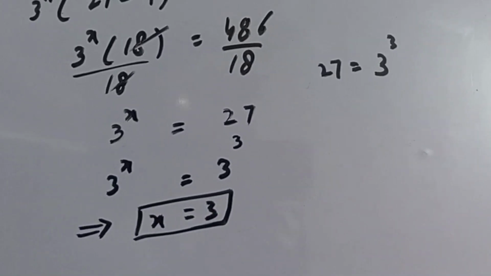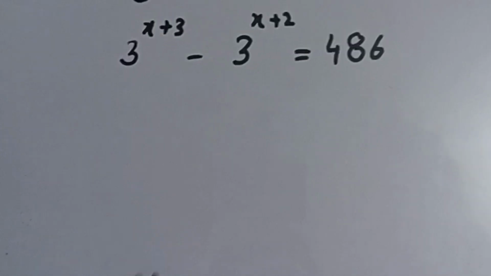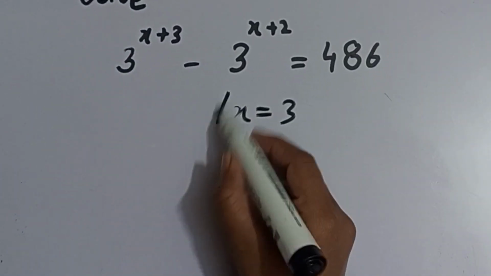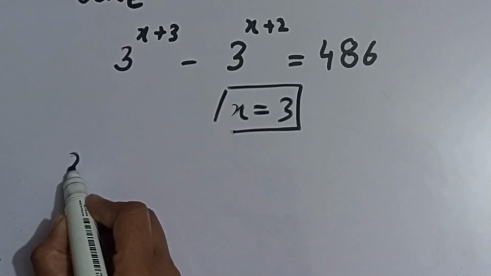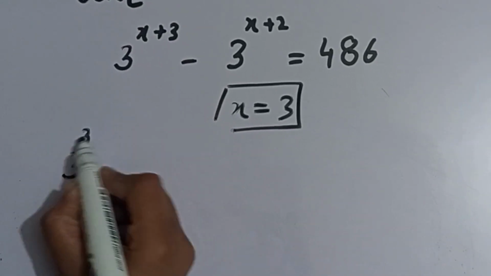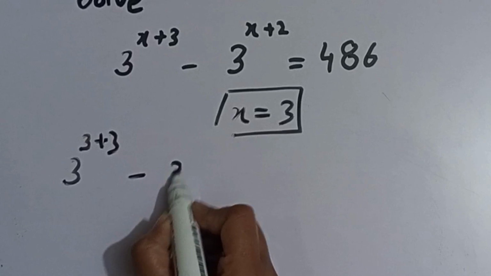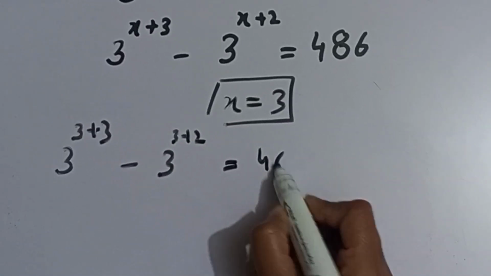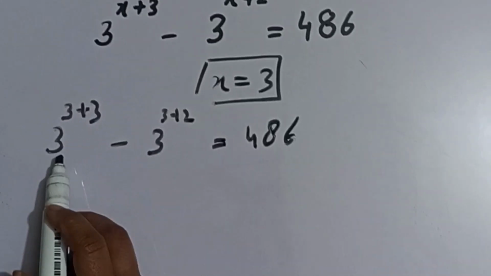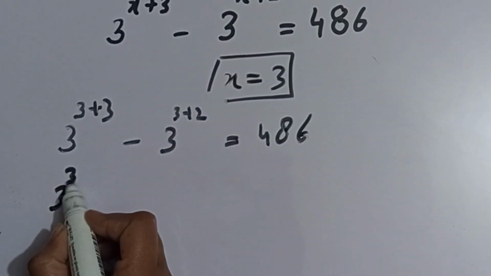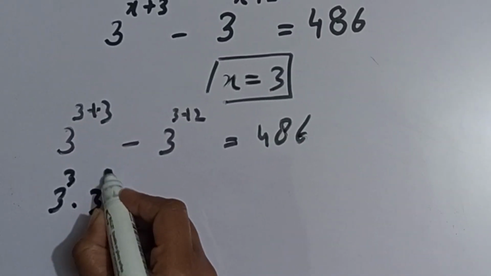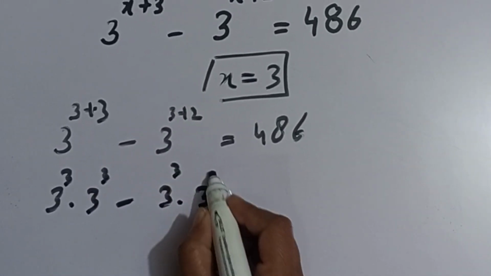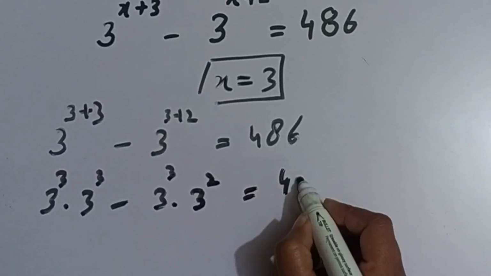Now we verify this answer. For verification, in our question x is equal to 3. So we have 3 raised to the power 3 plus 3, minus 3 raised to the power 3 plus 2, is equal to 486. Now we write this as 3 raised to the power 3 multiply 3 raised to the power 3, minus 3 raised to the power 3 multiply 3 raised to the power 2, is equal to 486.